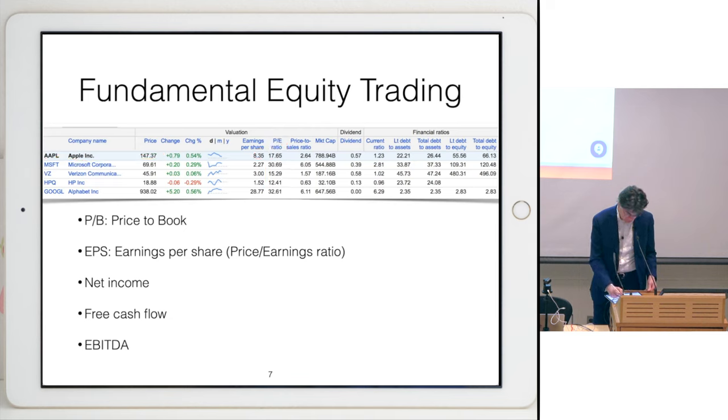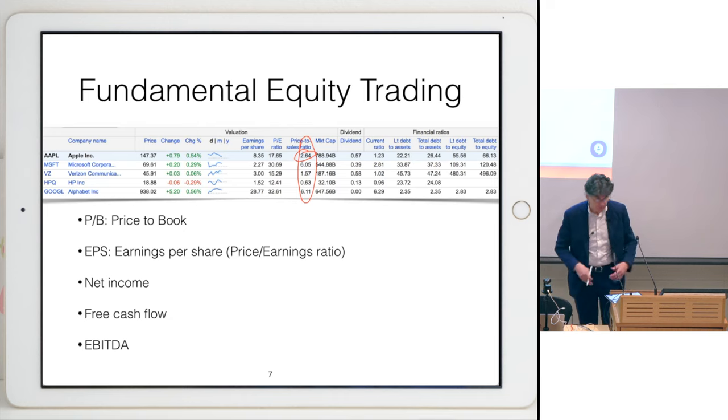The price to sales, you can see here that the price to sales of Apple is a lot higher than Microsoft. That would mean that from this perspective, Apple is more attractive than Microsoft, right? Cheaper, about three times cheaper, if you consider that to be relevant.